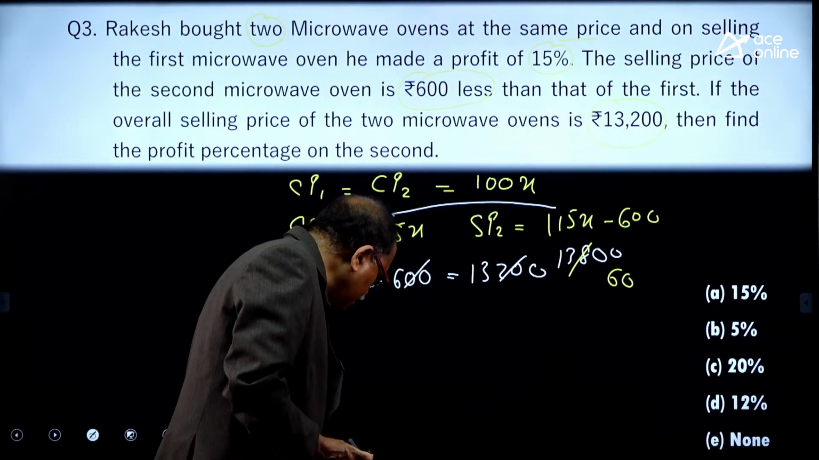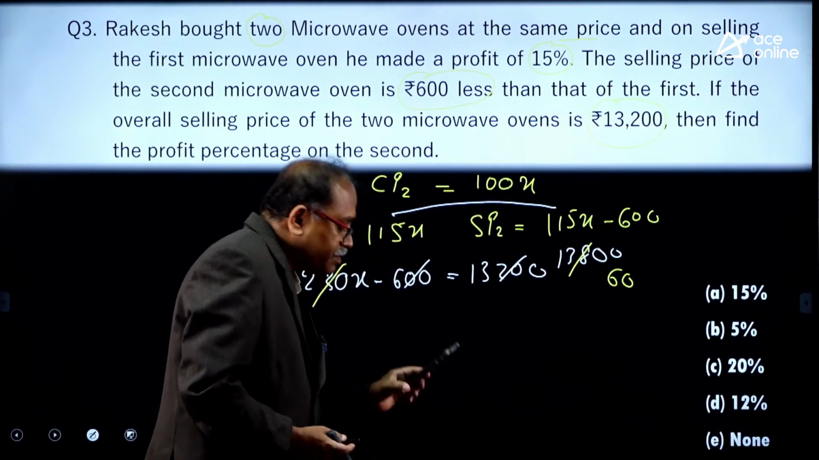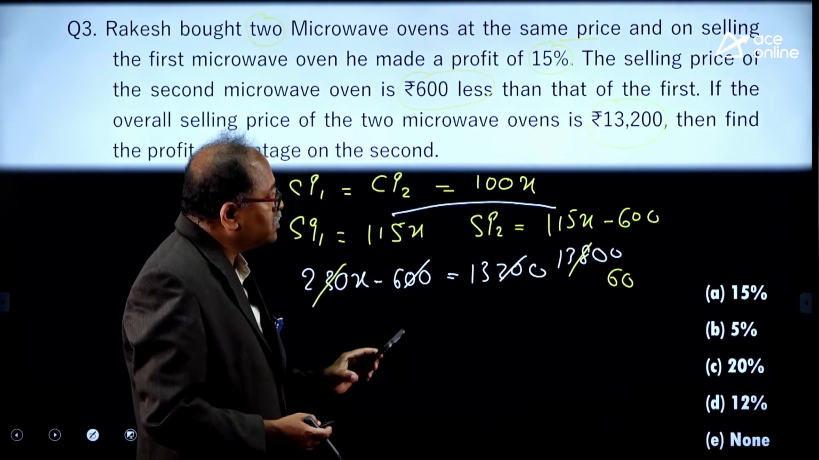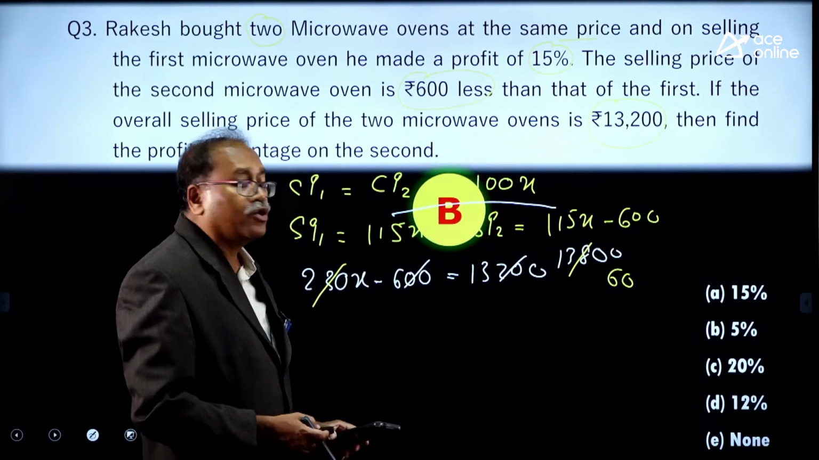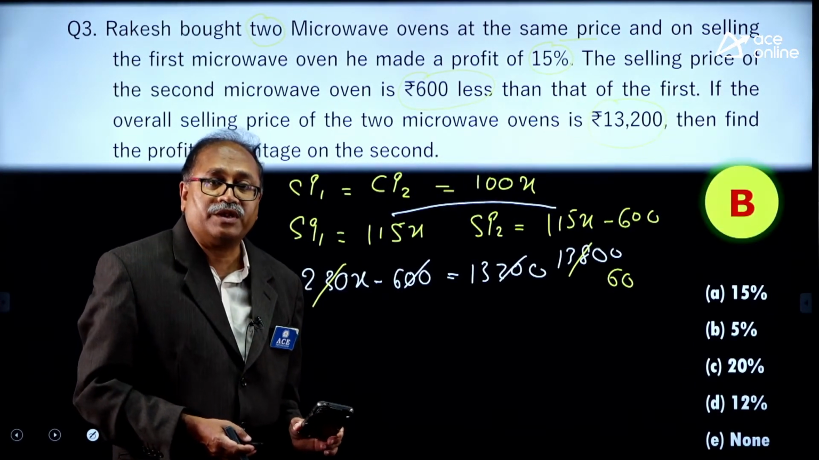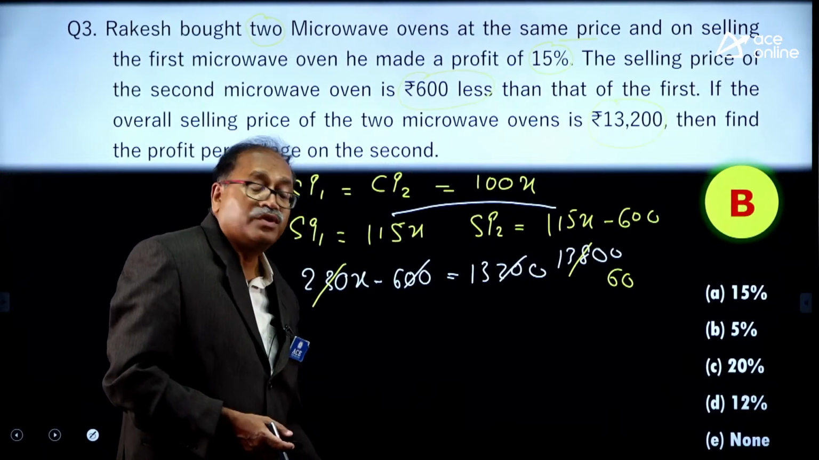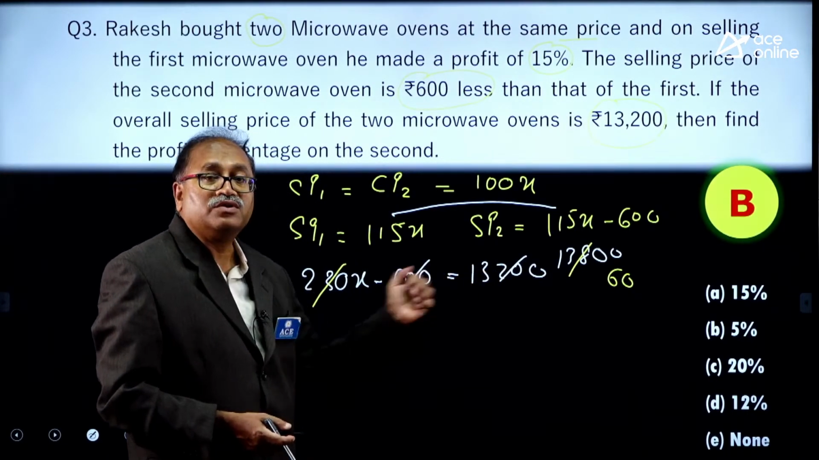Anyone answer the question? Yes, yes, yes, Mr. Pawan is there on the board and he said 5%, that option B. Let me check Mr. Pawan is correct or not. You are always right, Mr. Pawan. That's good.